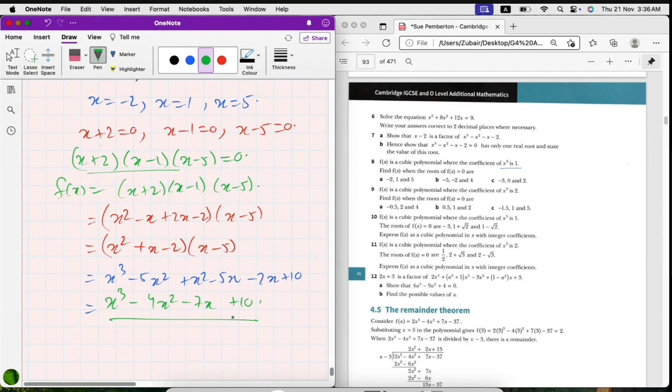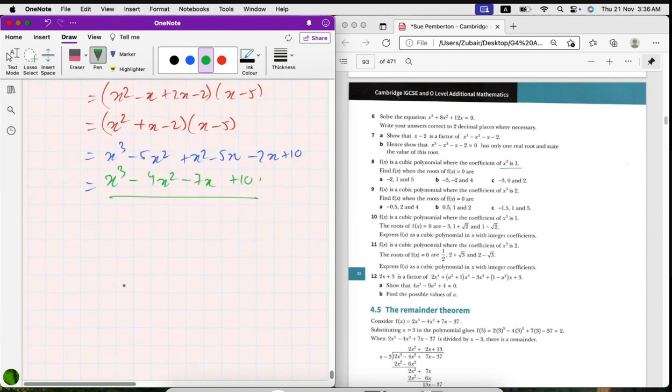So, okay, I understand what you did, but I don't understand what the question is asking us. F of x is a cubic polynomial where the coefficient of x raised to power 3 is 1. Okay, it is cubic and 3 roots are already given. When f of x is equal to 0, basically it's factorized this way. Let's say ax cube plus bx square plus cx plus d is equal to 0. So we are looking for a, b, c, d.